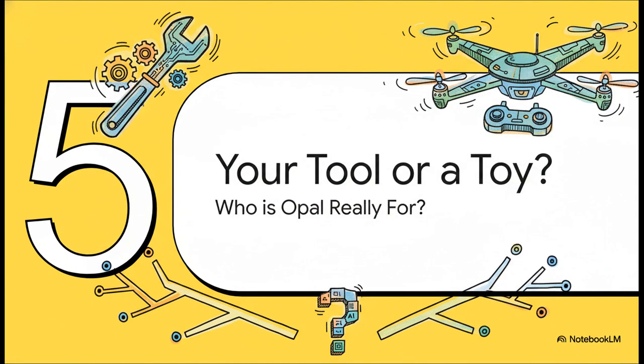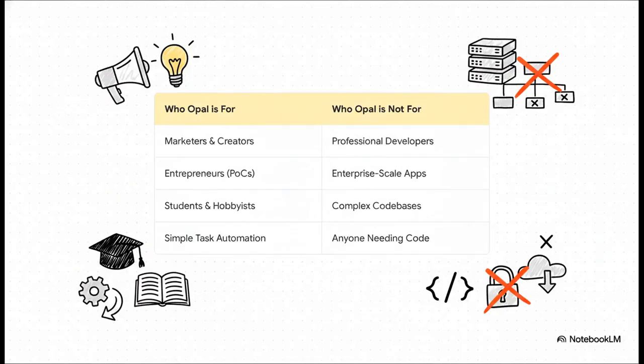All right, so after all that, we're back to the big question. Is Opal a revolutionary new tool, or is it just a really cool toy? Well, the truth is, the answer really depends on who's asking the question. So let's make this super clear. Who is Opal for? It's for marketers who need a quick little tool. It's for entrepreneurs who want to build a fast proof of concept to show investors. It's awesome for students and hobbyists just playing around.